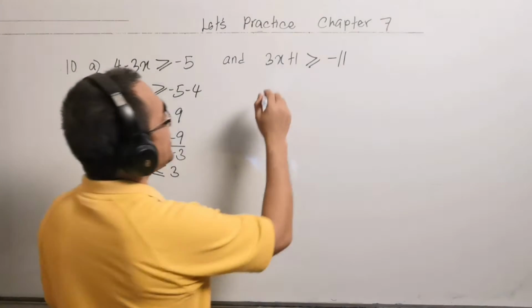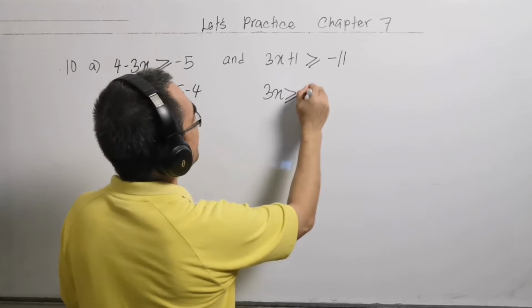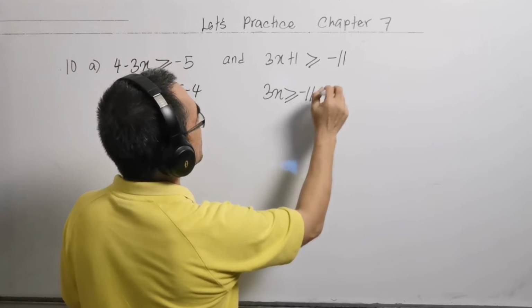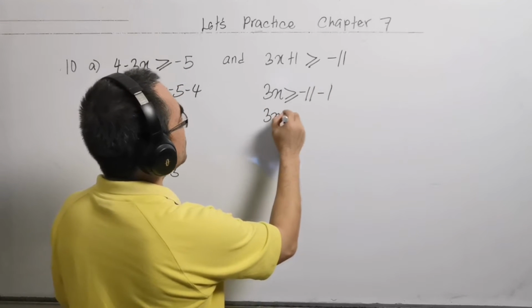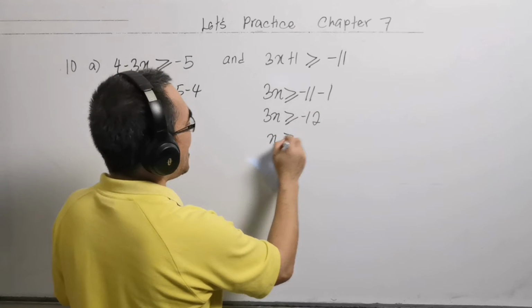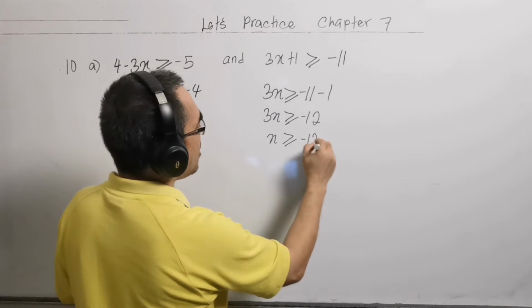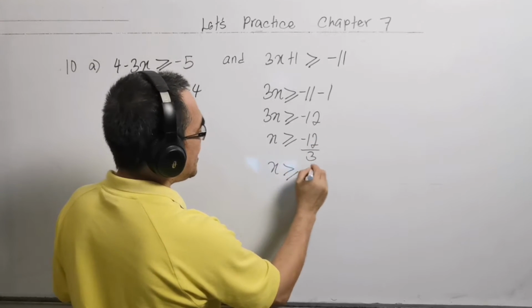The other inequality will be 3x larger than negative 11, minus 1. So 3x will be larger than negative 12. So x will be larger than negative 12 over 3. So x is larger than negative 4.